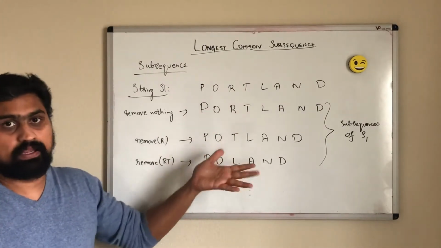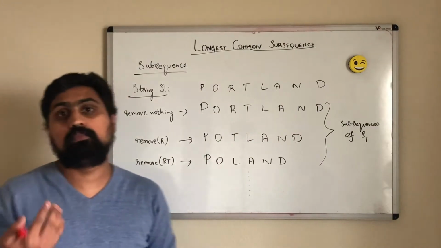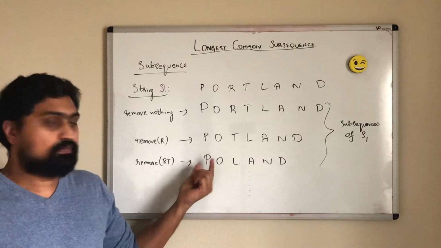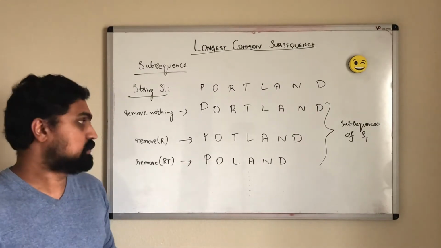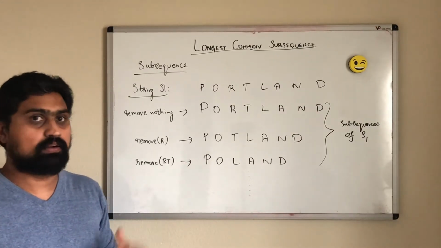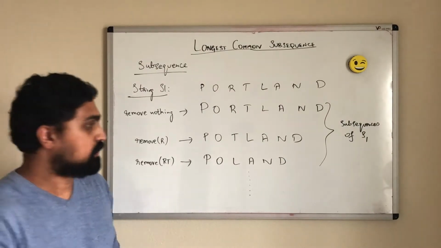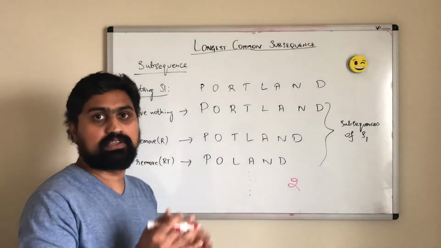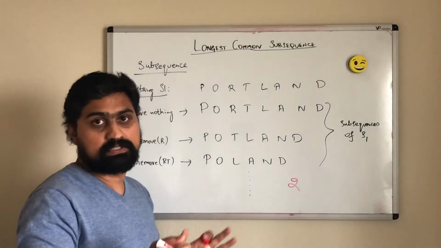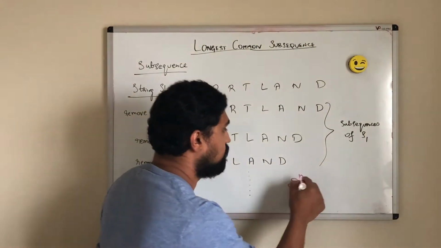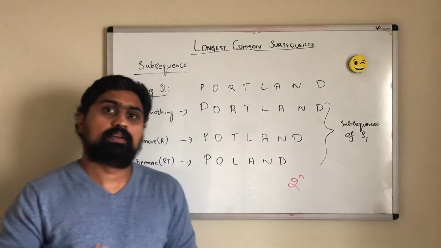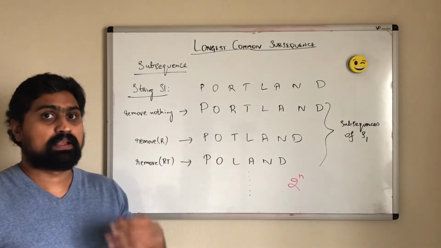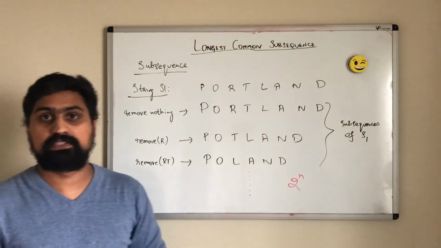Similarly, we can have n number of subsequences. So how many subsequences can we generate for a given string? So here for every character we have two choices. Either we can pick the character or we don't pick the character. So since we have two choices, and let's say there are n characters in the given string, then the total number of subsequences that we can generate is 2 to the power of n. Okay, so now that we understand what a subsequence means, let's try to understand longest common subsequence.